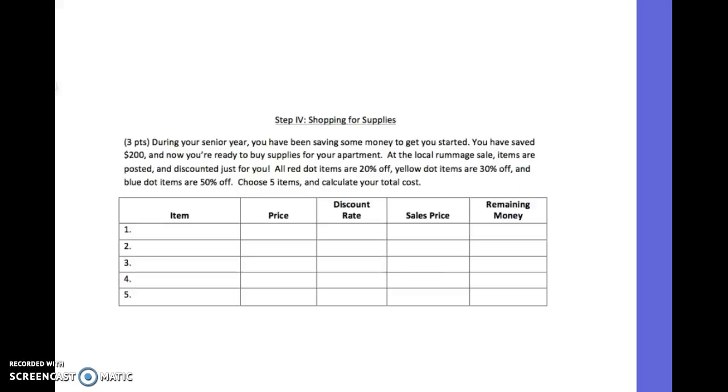Then you need to go shopping for supplies. So during your senior year, you've been saving money. You've saved $200 and now you're ready to buy supplies for your apartment. At a local rummage sale, items are discounted. Red dot items are 20% off, yellow are 30%, and blue dots are 50%. You need to choose 5 items and calculate your total cost.